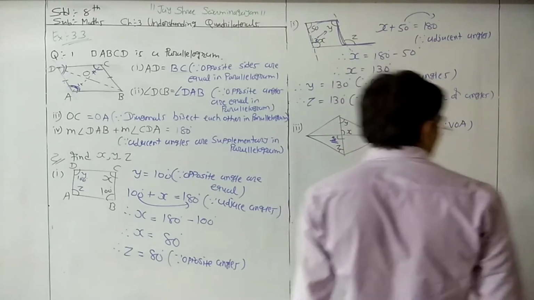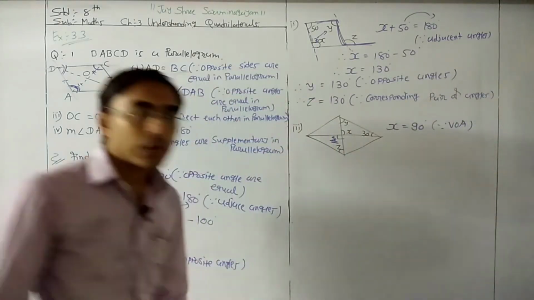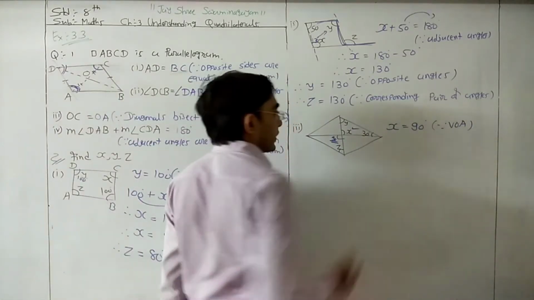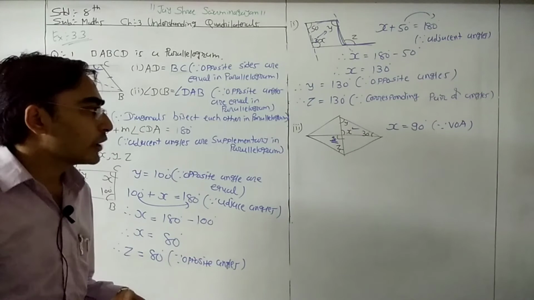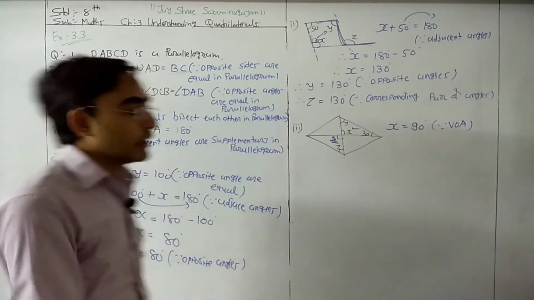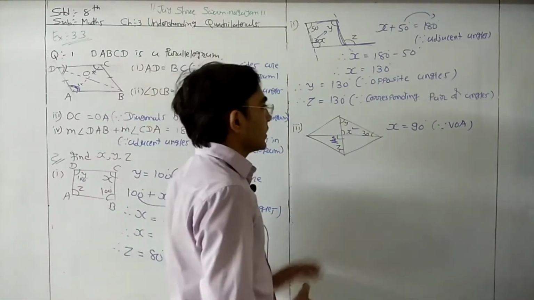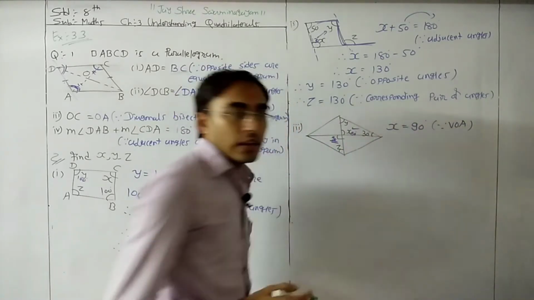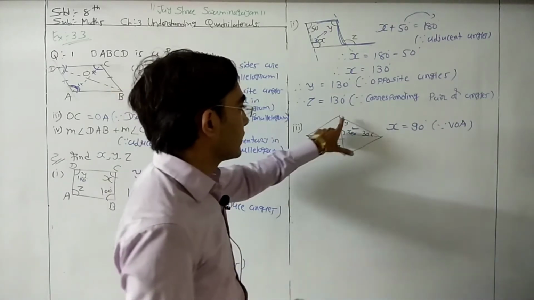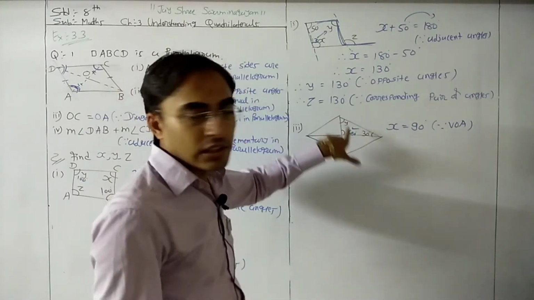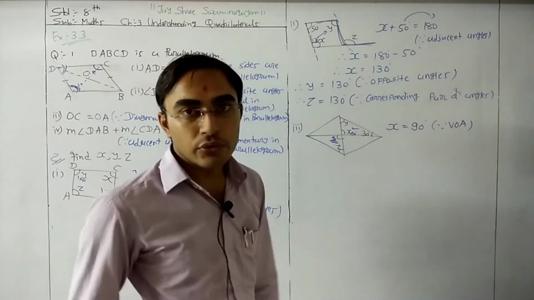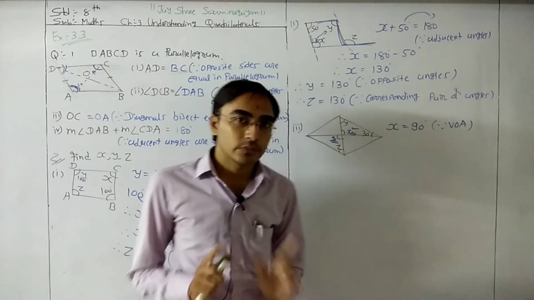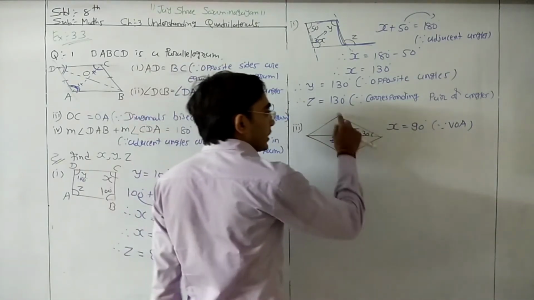Next, either we need to find the value of y or z. Right now we are going with y because z we cannot find right now. First of all we need to find the value of y. Here we know the value of x, it is 90 degrees. So this is one triangle. In a triangle we know two angles, so we can find the third angle by using the angle sum property.